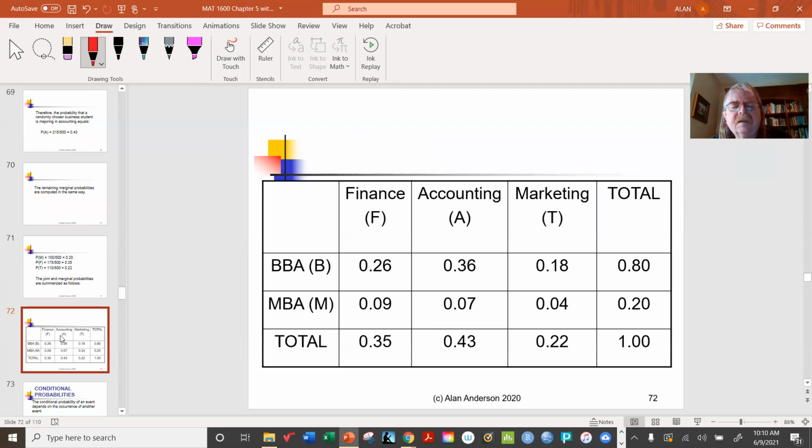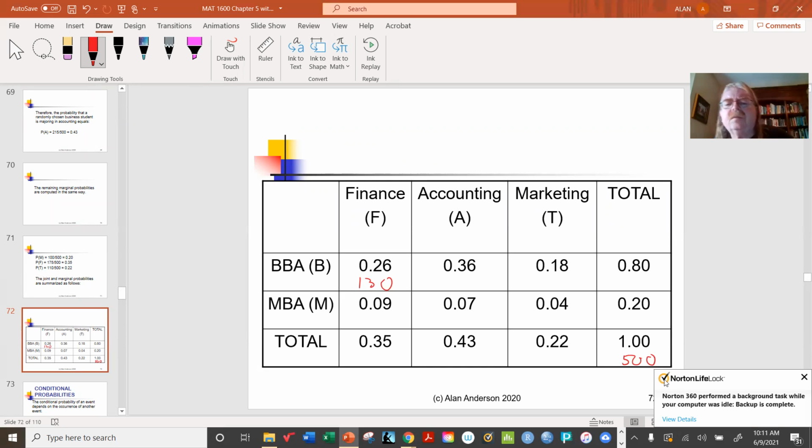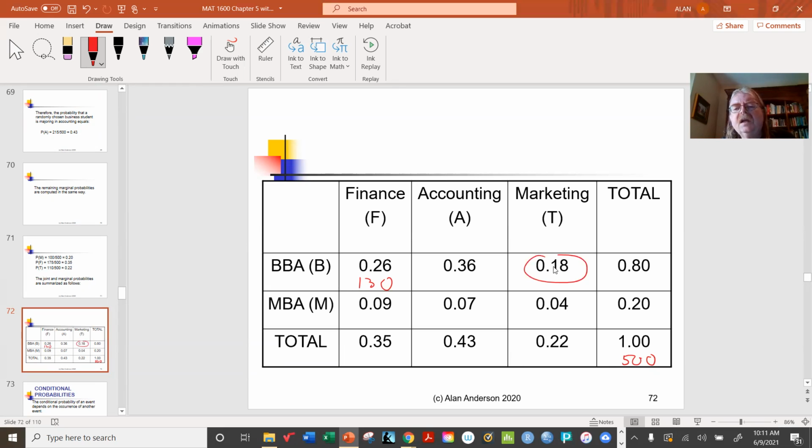Now, what I did here is I put together a table where instead of having the actual totals, I've replaced them all with probabilities. In other words, you might recall this one was 130 and this was 500. That's where this 26% is coming from. So in a table like this, we don't know the actual numbers. We only know the probabilities, but in many cases, that's all that we really need to know. If I just want to know, for example, the probability that somebody's getting their bachelor's degree in marketing, I can go right here to this cell. It doesn't really matter to me how many students fall into that category. I'm only interested in the probability.